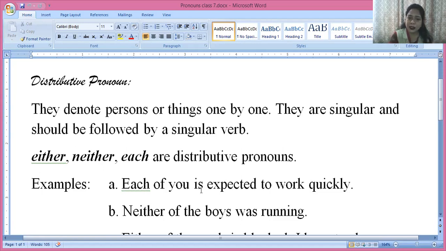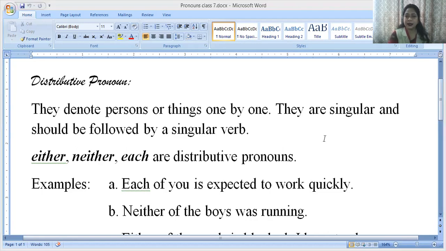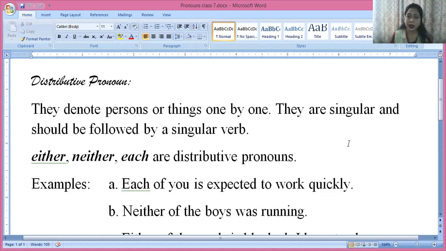Now here we have used the verb is, and is is a singular verb. What will be the plural verb? Are. Is is singular, are is plural. If it is past tense, was is singular, were is plural. So these distributive pronouns are singular and they are followed by a singular verb. Each of you is expected to work quickly. Why? Because we are talking to every person one by one.